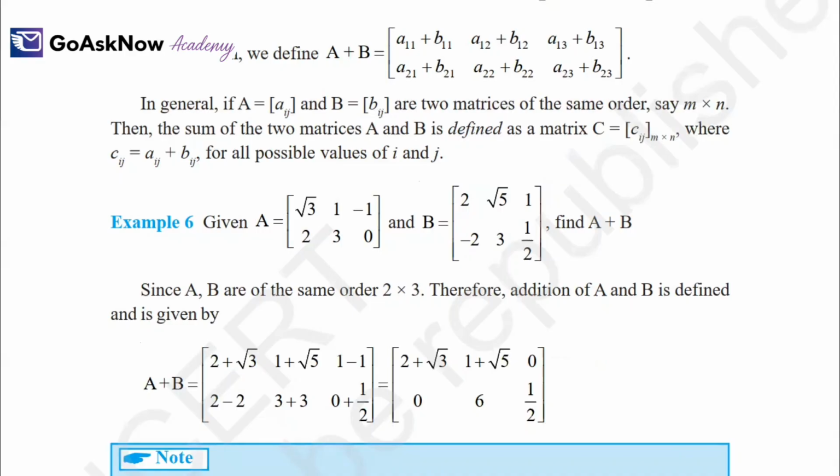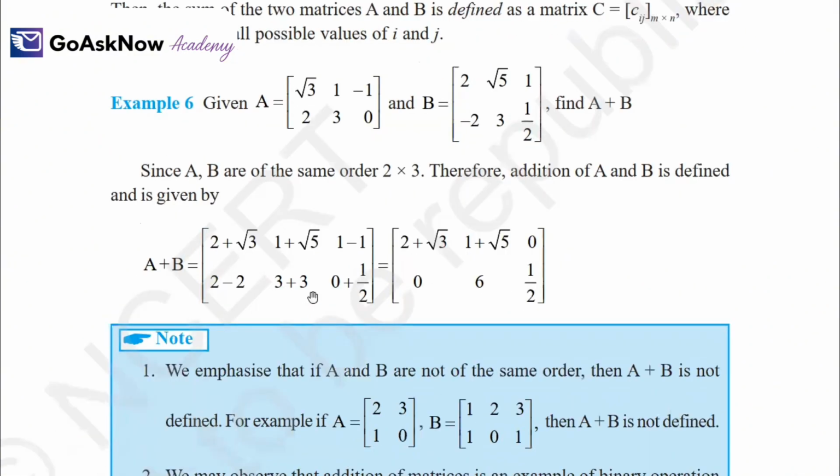Find A plus B. This is a very simple example. You just have to add the corresponding elements of both matrices and write down the A plus B matrix in the next line. I hope that you can do this by yourself, or I will just explain it to you.